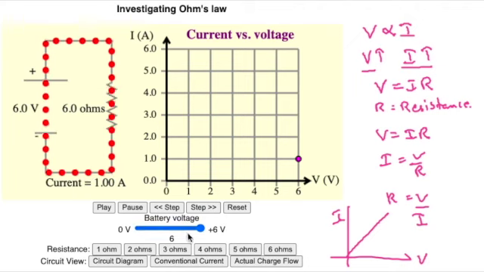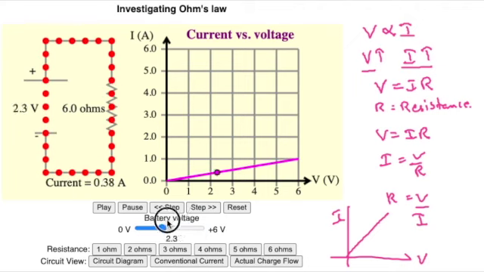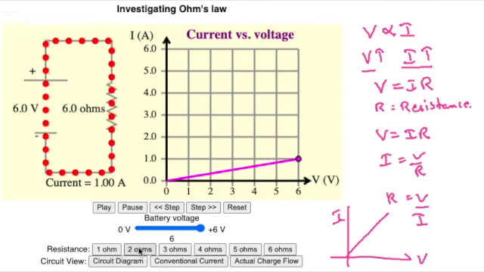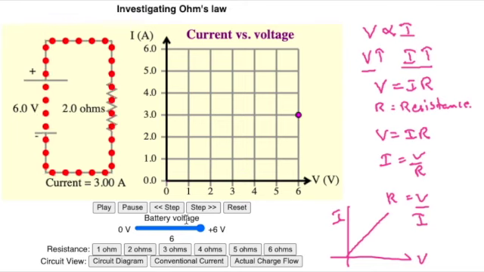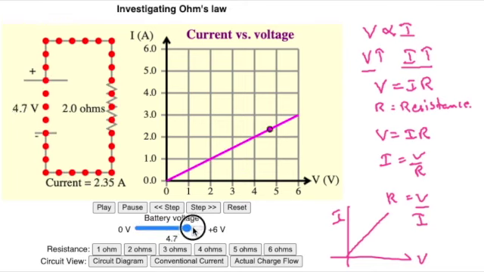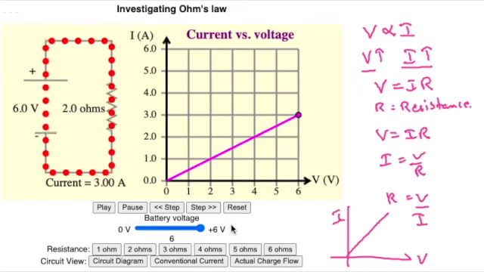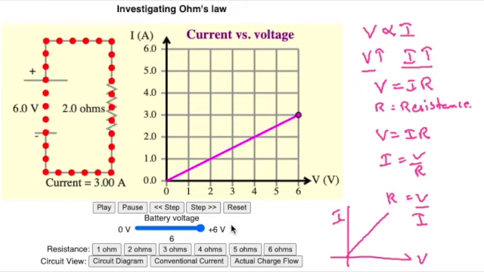And if you plot for 6 ohms, this is the graph. For any resistance value, you will get the I versus V graph as a straight line. So this is Ohm's law.